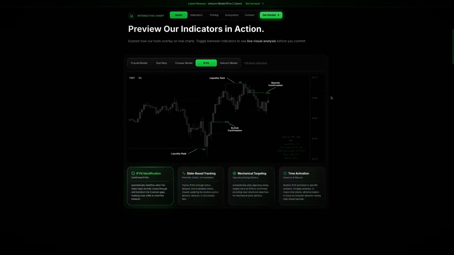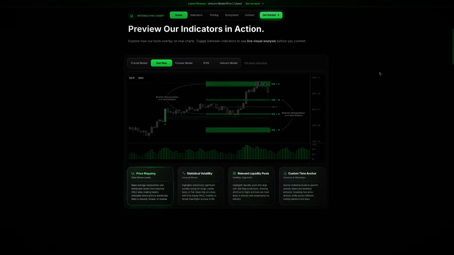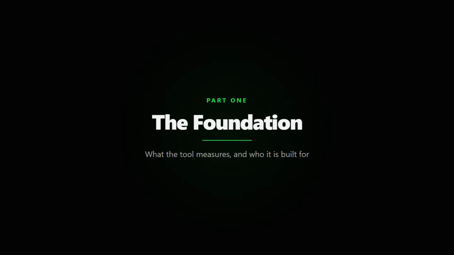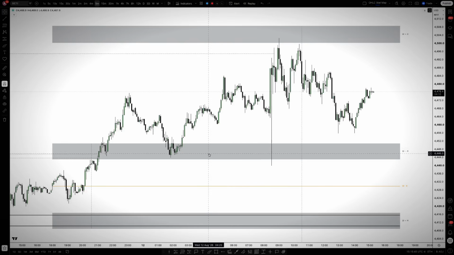Let's start with the foundational piece, the OHLC Stat Map. Let's start with the basics. What problem does this indicator solve that others don't? Here's the core issue with candle theory the way most people learn it. You're taught that a candle manipulates against the open and then distributes away from it. But nobody quantifies how far that manipulation typically travels or when the distribution tends to complete.